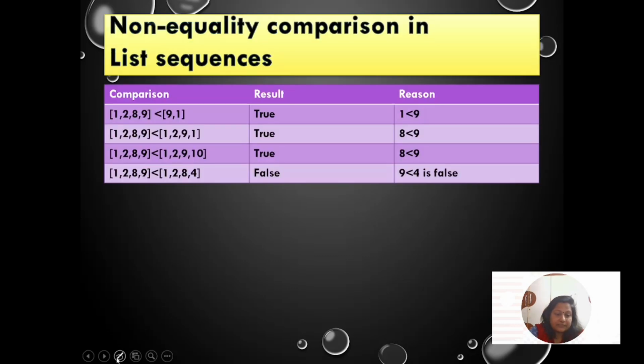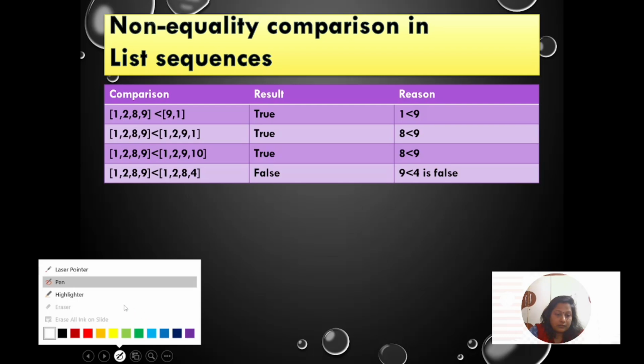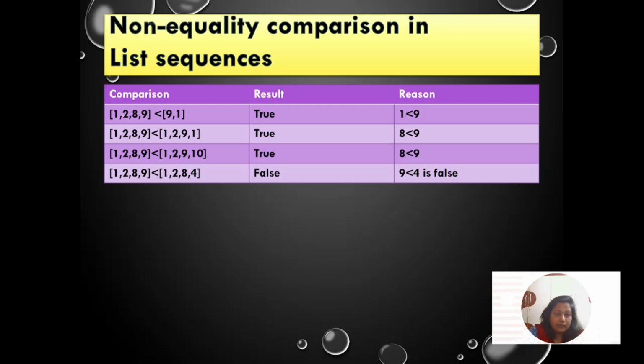Again, here you can see the comparison. Here there is one list 1, 2, 8, 9 and there is another list 9 and 1. Only two elements are there. But how will the comparison be done? The first element is compared with the first element. So 1 is less than 9. Is the result true? Yes, the result is true because 1 is less than 9. Again, here 4 elements and here also 4 elements: 1, 2, 8, 9 and 1, 2, 9, 9. So the third element is going to be compared, 8 and 9. Obviously this is less, so this is true.